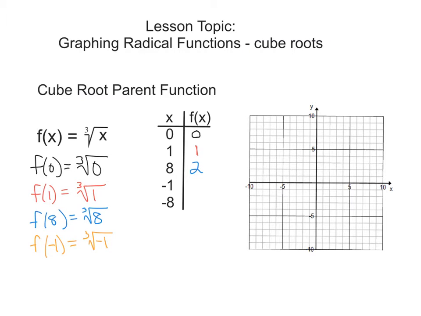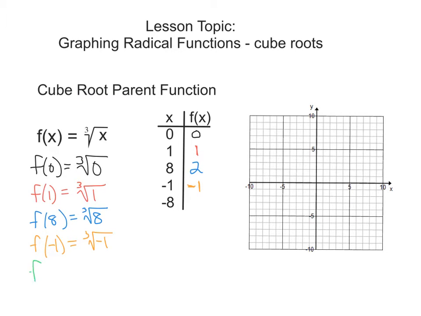So what will that be? Well, what number times itself 3 times is negative 1? Well, this is different than with square roots. With square roots, we could not take the square root of negative 1. We'd be in the imaginary number system. But this time we can, because negative 1 times negative 1 times negative 1 is negative 1. So there is a cube root of negative 1. And if you check that on your calculator, you'll see that the cube root of negative 1 is negative 1.